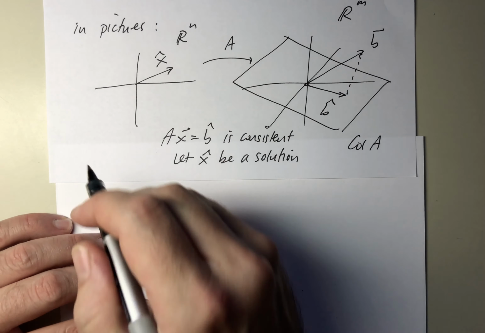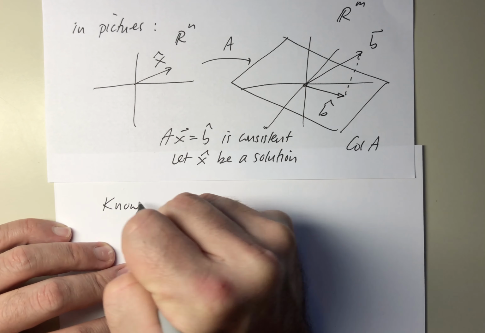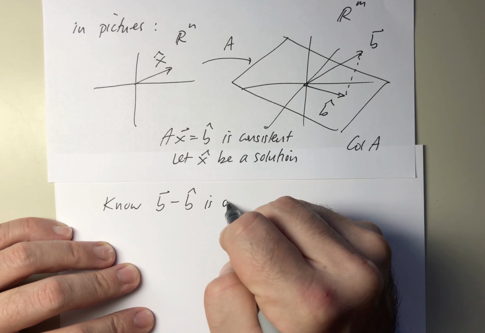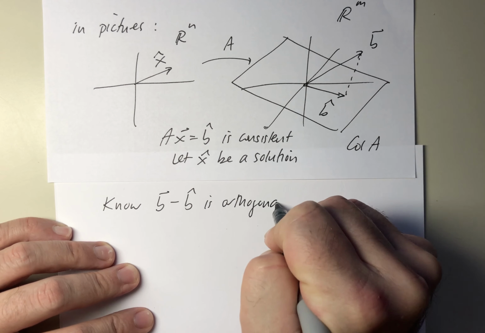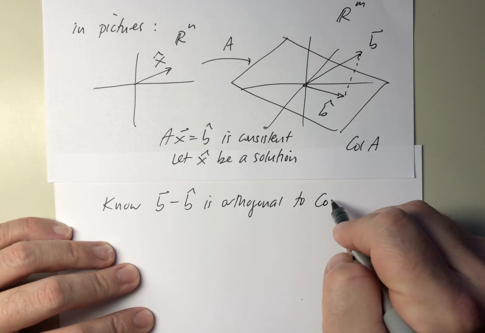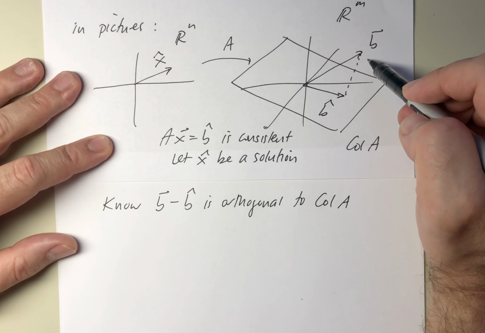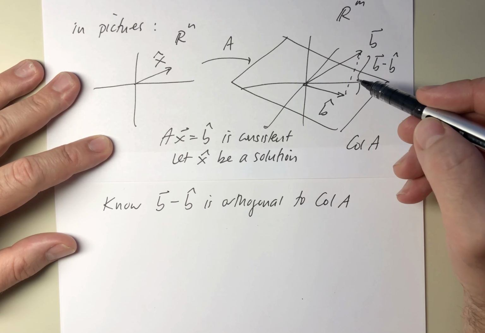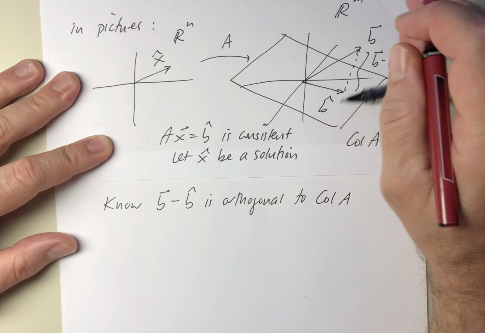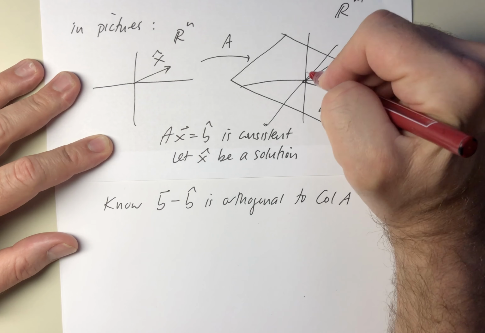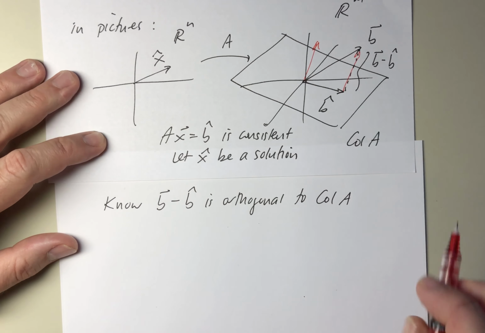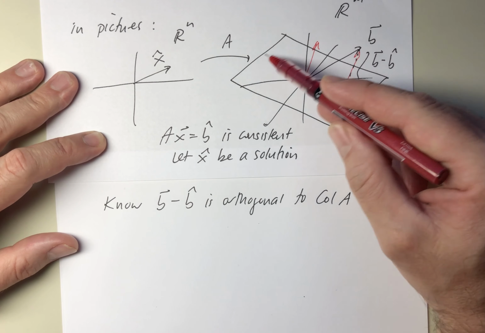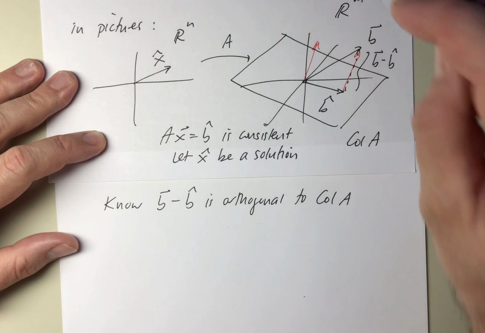So what do we know? We know that b minus b hat is orthogonal to the column space of A, because remember, this vector here is b minus b hat. We've seen this before: this third leg of the triangle when we project is this vector that we've used a lot, and that vector is orthogonal to the column space. You can see it's at a right angle to everything in the column space.